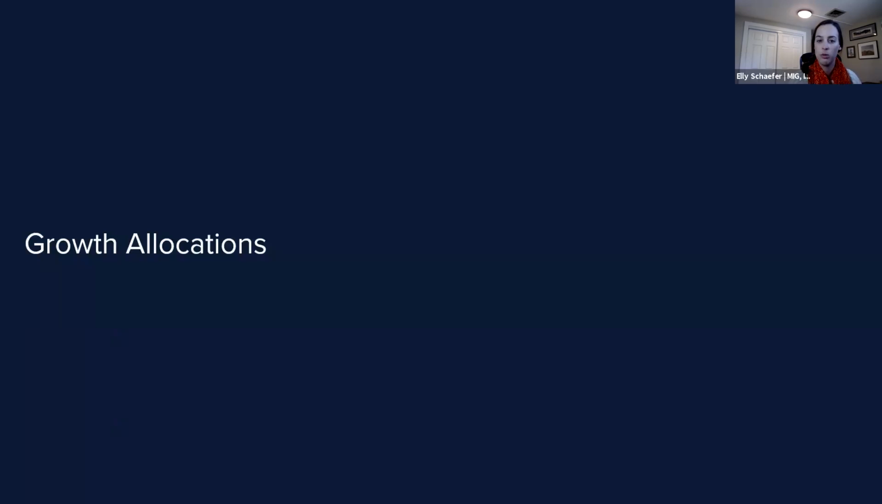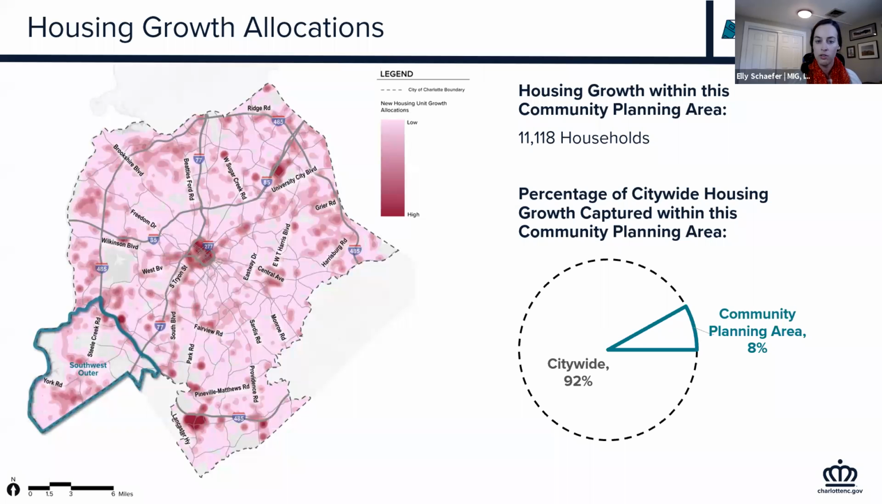Okay, so next we want to highlight what the previously mentioned place type recommendations mean for this area in terms of attracting new housing units and future jobs. The city of Charlotte is projected to grow by almost 150,000 housing units by 2040. Given the place type recommendations within this community planning area, this area would be projected to capture over 11,000 housing units, or approximately 8% of all new housing units citywide by 2040.